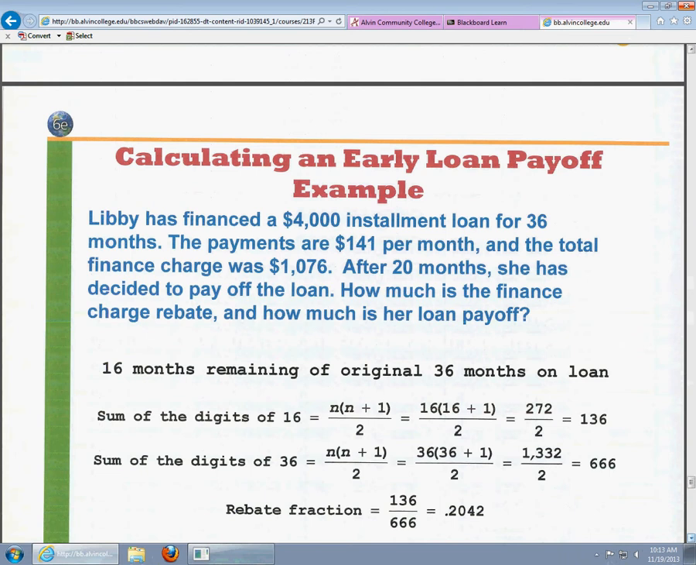What was the 2 for? The dividing it by 2? That's just the formula. That's the sum of the digits formula, so it's always divided by 2.